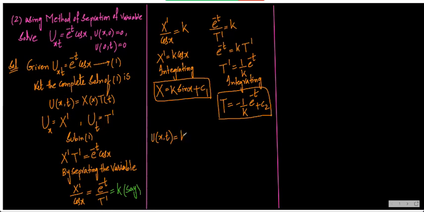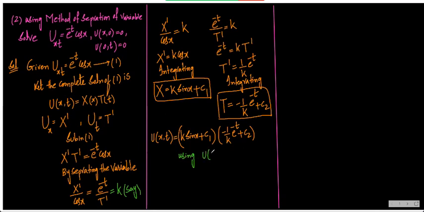X value we got as k sin x plus c1, into t value we got as minus 1 by k e to the power of minus t plus c2. Right? If conditions are not given, your problem will be completed here itself. But once the conditions are given, we have to use the condition. So now look, I'm using condition number one, I want to use it.